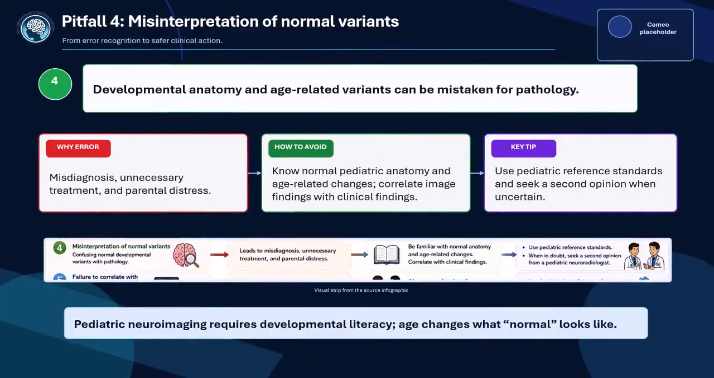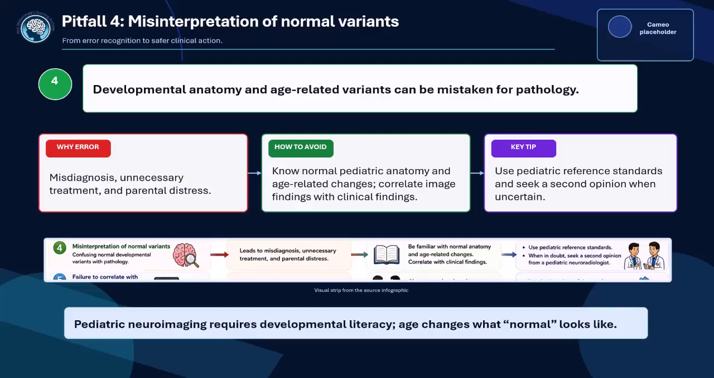Children are not simply small adults. Brain anatomy, myelination, spaces, and developmental appearances change with age. If normal age-related findings are mistaken for disease, this can lead to misdiagnosis, unnecessary treatment, parental distress, and additional investigations. This is particularly important in infants and young children, where developmental changes can be striking.